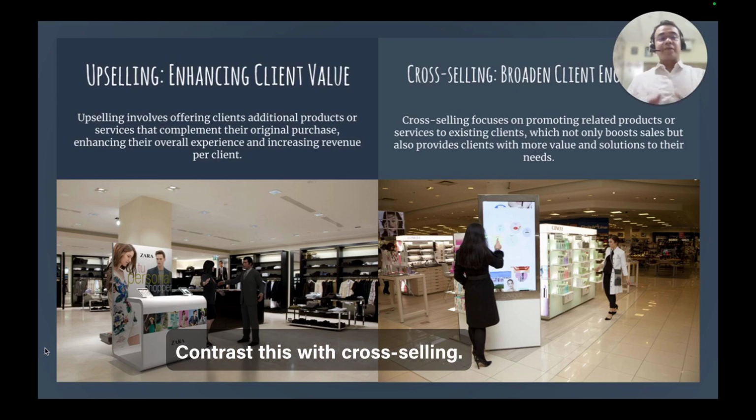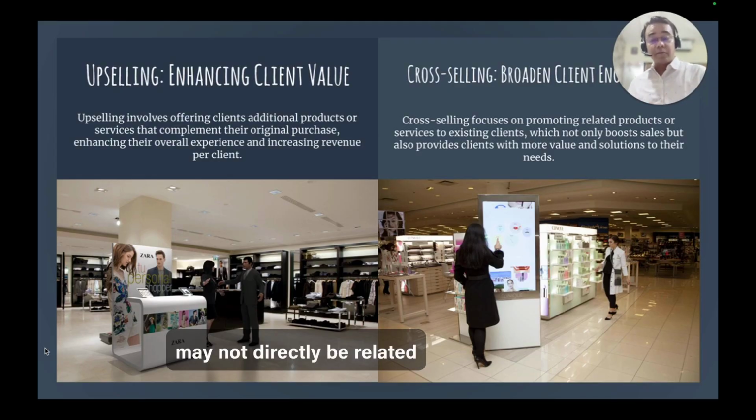Contrast this with cross selling. It's about promoting related products or services to the existing client, which may not directly be related to the one that they already acquired, but it helps in not only boosting our sales, but also providing clients with more value and solutions to their needs that a service provider could essentially provide.